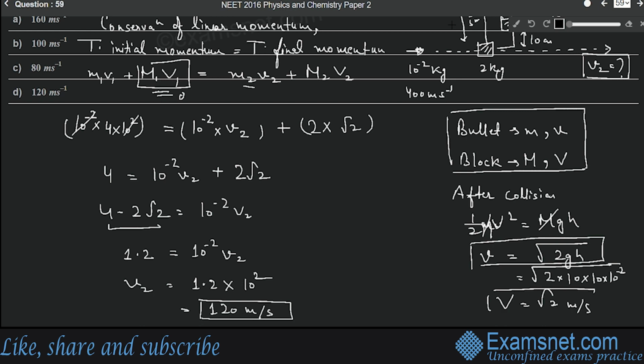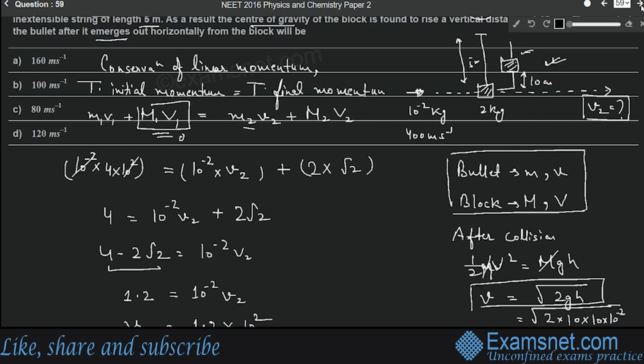So what is the final velocity of the bullet with which it emerges out horizontally? 120 meter per second. Let's see, option number D has 120 meter per second, so option D will be the correct answer. You should go through this solution again if you don't understand, because you need to pay a lot of attention.